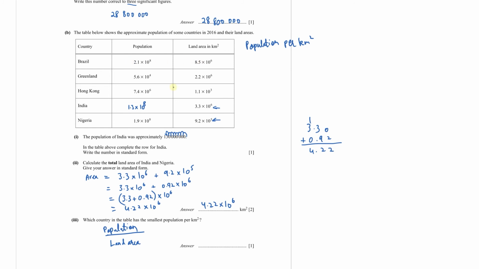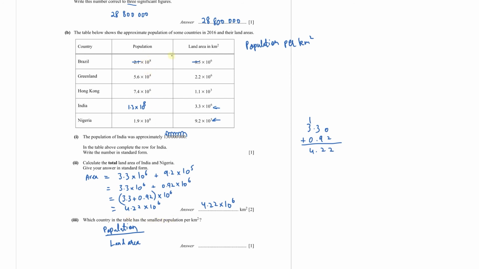If I have this column, I don't actually need to divide the population by land area for each of these countries. It will be a really long task, and you can see that this question is only for 1 mark. So we have to do it quickly. If you divide this population by land areas, ignore these numbers, just take these 10 powers and you will see quickly which is the country which has the smallest population per kilometer square.